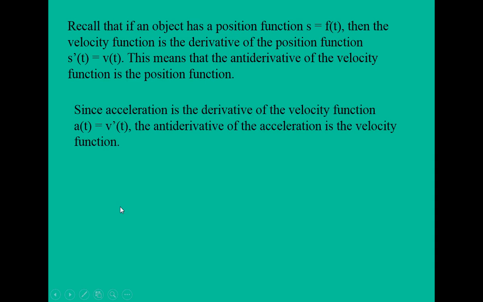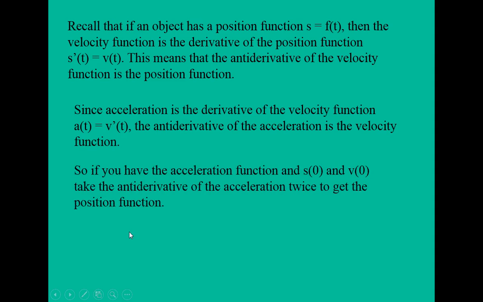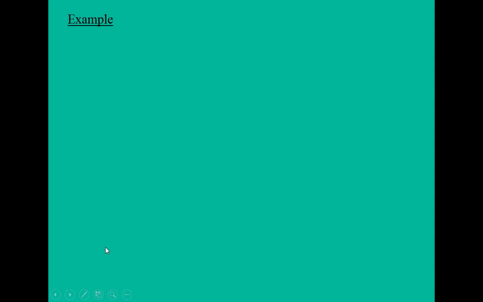Since acceleration is the derivative of velocity, if we take the antiderivative of acceleration, we will get our velocity. So if you have the acceleration function and s of 0 and v of 0, those are initial conditions, take the antiderivative of the acceleration twice to get the position function. And you can find those constants that we get when we find the antiderivatives. And then we can solve for those since we're given s of 0 and v of 0.